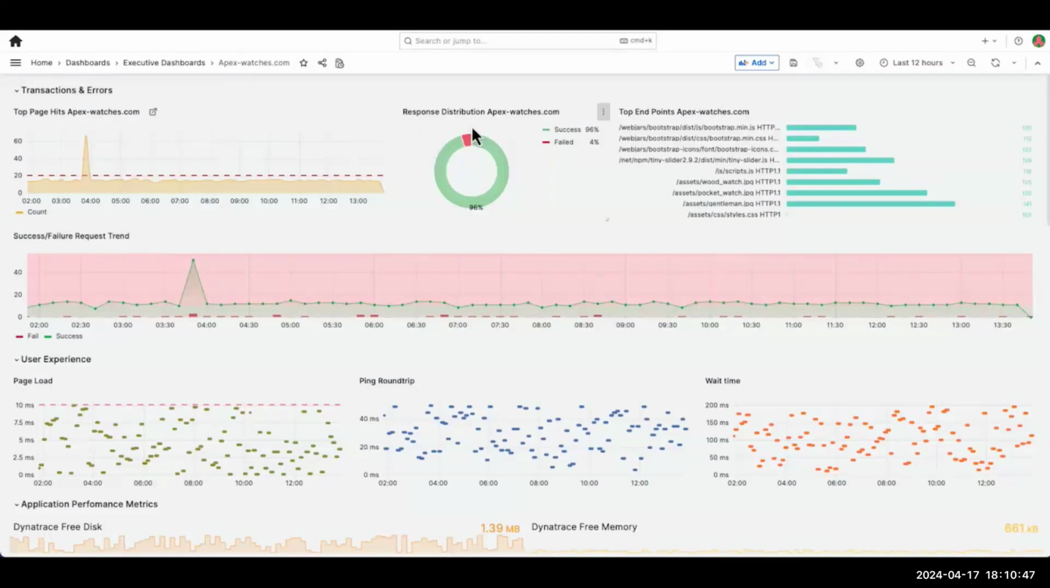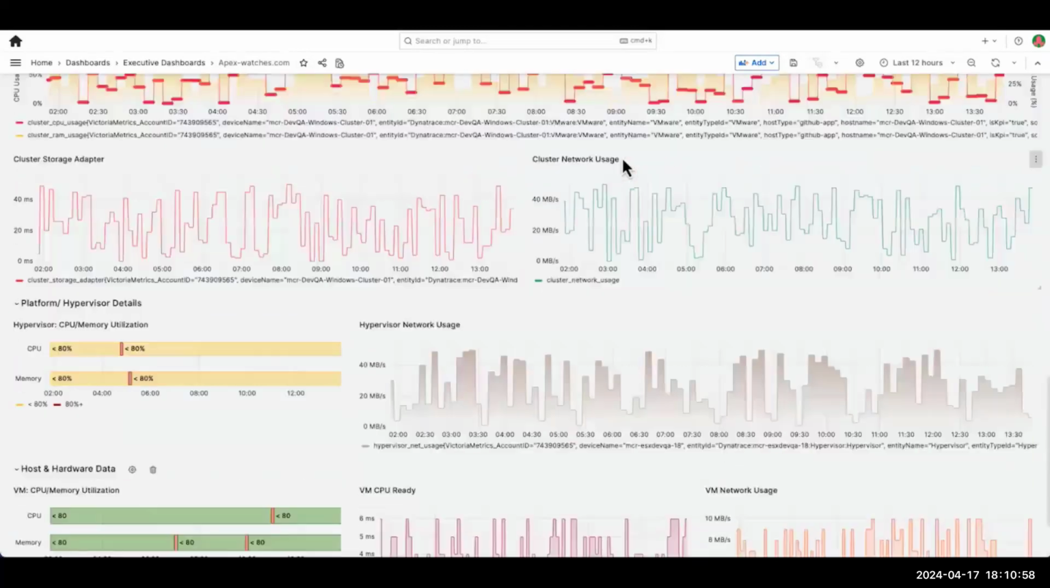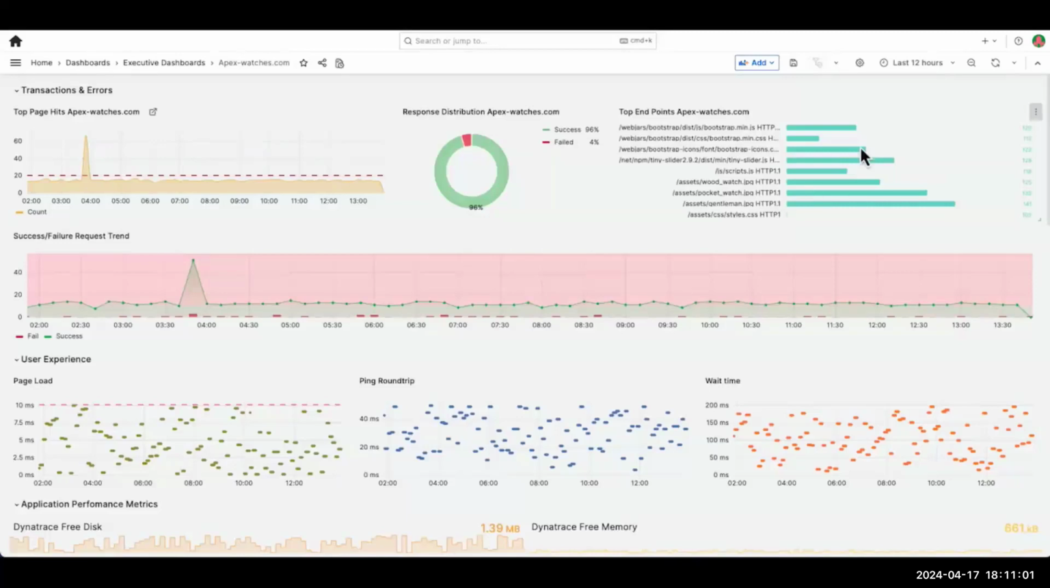So we see things like response distribution, top page hits, top endpoints. So you can scroll down and you can see a lot of information. We're going to talk, again, in a future session, a lot more about dashboards. And to be able to do all this, one of the first steps is you want to bring all the information into one place. You have to remember, AIOps is as good as the information that is fed into it. You want to have a wide base of information, and you want to have continuous flow of information in.